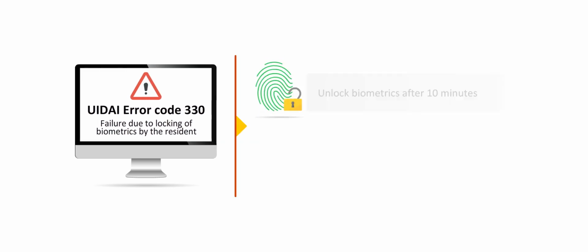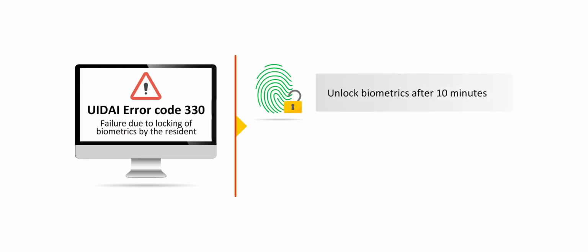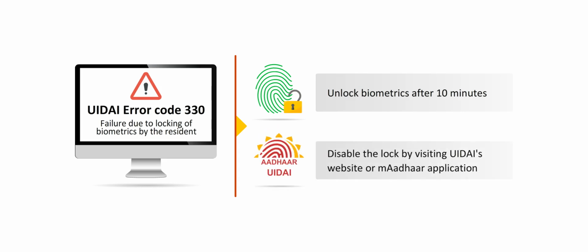For example, if the UIDAI error code is 330, the application should indicate that the failure is due to locking of biometrics by the resident. The resident should unlock the biometrics just before performing authentication, as the biometrics are temporarily unlocked for 10 minutes, or disable the biometric lock by visiting UIDAI's website or using the Aadhaar mobile application.